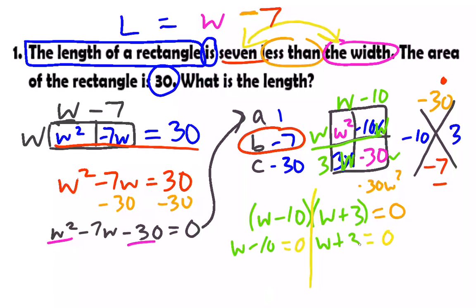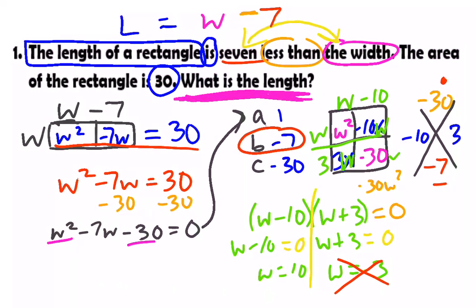Hopefully we're getting to where we can kind of do part of this in our head. So add 10, w equals 10, and subtract 3, w equals negative 3. Remember, w means width, so does it make sense for me to have a width of negative 3? No. So I have a width of 10, but if I go back to the very beginning, what was my question? The question is, what is the length?